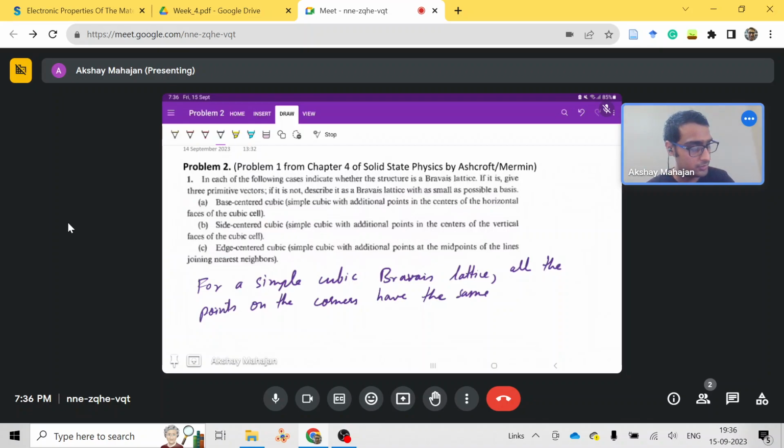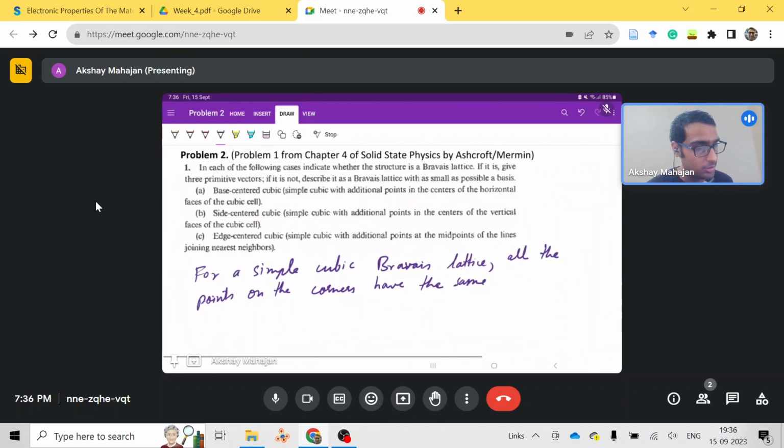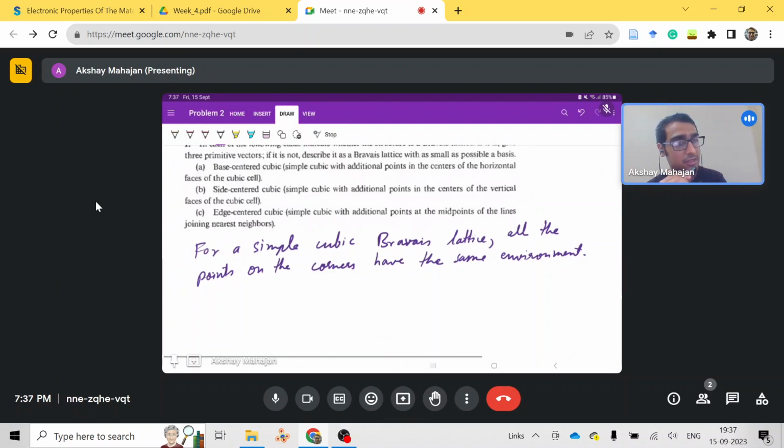Sorry about that. Let's continue with problem number 2. First, for a simple cubic Bravais lattice, all the points on the corners have the same environment. This is the thing about a Bravais lattice: all the points on the Bravais lattice have the same environment.